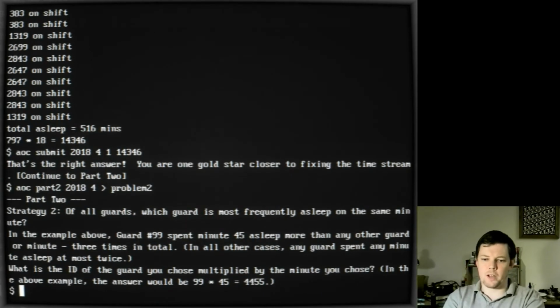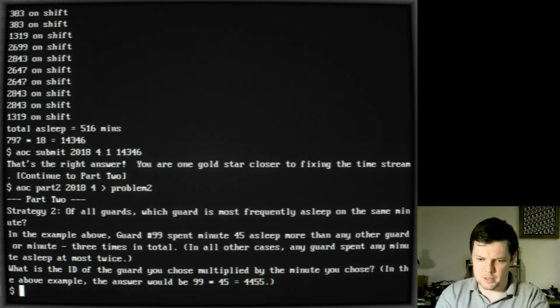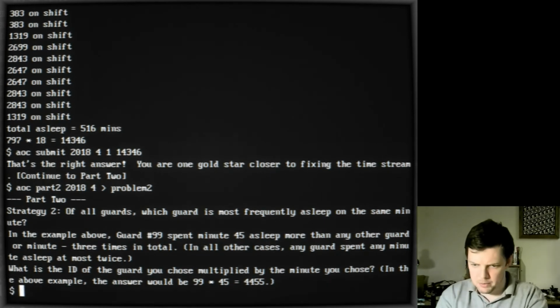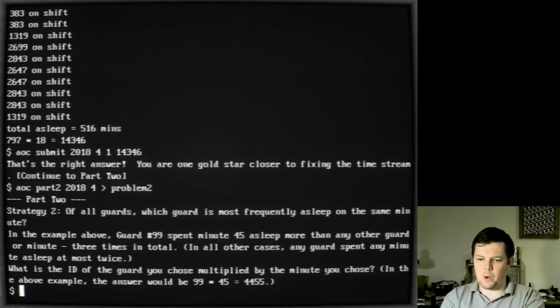Strategy 2. Of all guards, which guard is most frequently asleep on the same minute? In the example above, guard 99 spent minute 45 asleep, more than any other guard or minute, 3 times in total. In all other cases, any guard spent any minute asleep at most twice. Okay, so we no longer care which guard spent the most total time asleep. We just want to know which guard-minute pair has the largest time asleep.